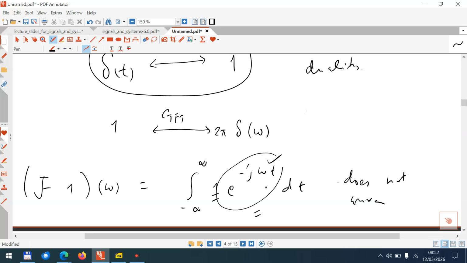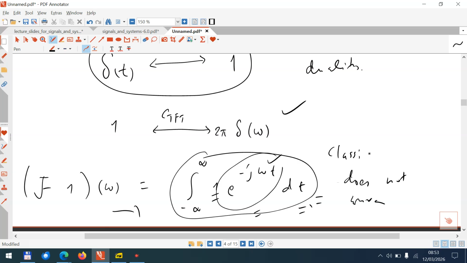So can you now explain to me, in direct computation it doesn't converge, but indirectly we got to know that 2 pi delta is the transform of 1. Actually, we did this here. So why does this work and why does this not work? How will you explain this? This doesn't work because we are using the classical Fourier transform. This integral is the Riemann integral, and the Riemann integral doesn't work here.